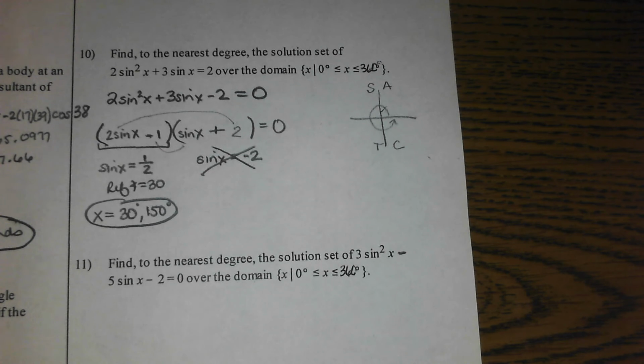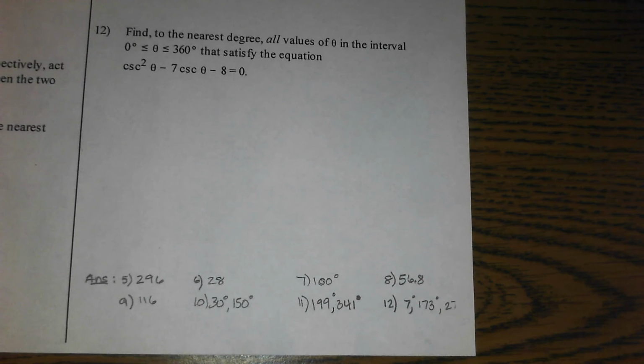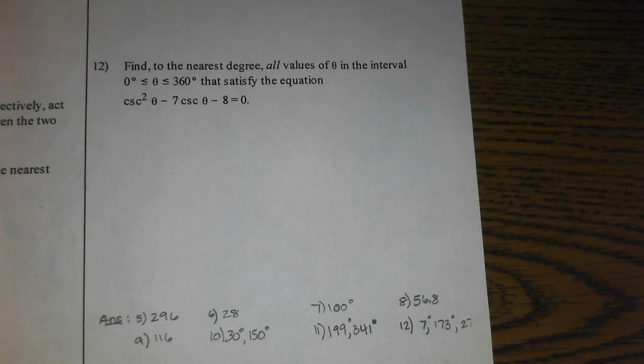And then jump to 12 because 12 uses cosecant. That's not going to be as enjoyable. If 10 was miserable, 12 is going to be very miserable, is what I mean by that. I just put a positive twist on it. It's not going to be as enjoyable.